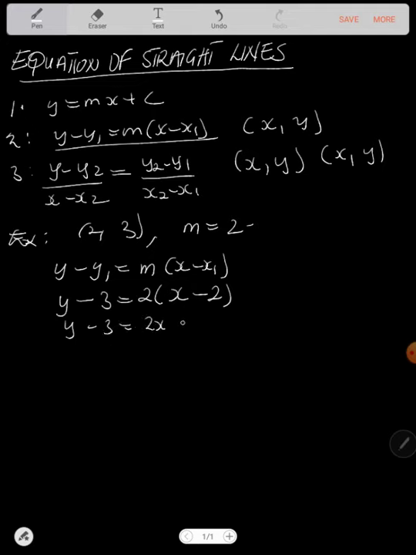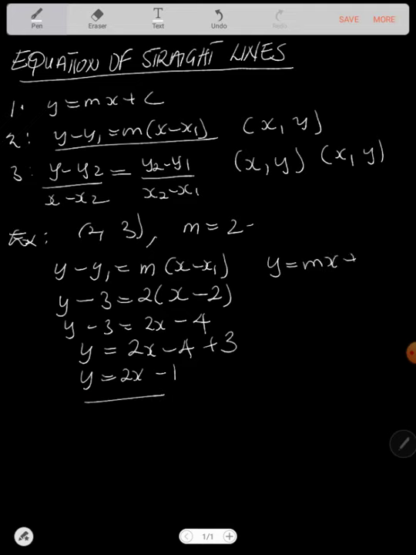2 times negative 2, you get negative 4. So y minus 3 is equal to 2x minus 4. Negative 3 will come this side, becomes positive 3. So y is equal to 2x minus 1. Remember, your equation should be in this standard form, y = mx + c, where m is the gradient, c is a constant.